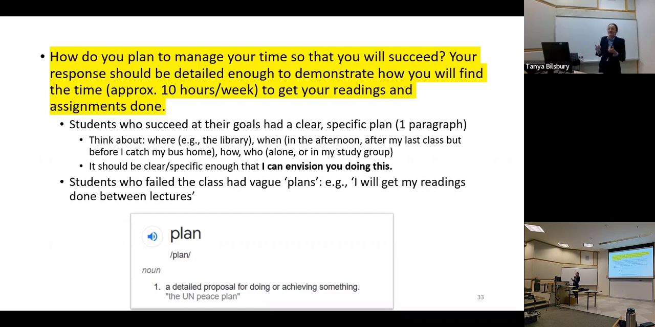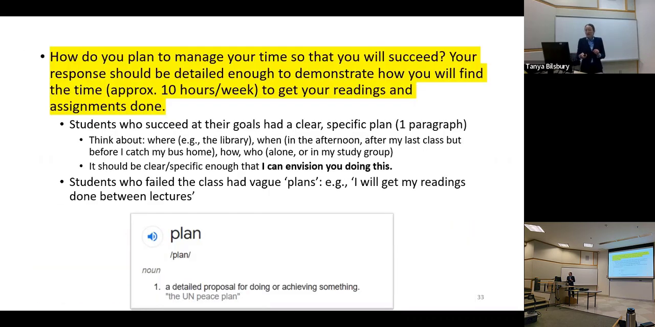But then the students that didn't achieve their goals, that fell far, far short of them, had really vague plans. In fact, they weren't really plans at all. So one of them was, I will get my readings done between lectures. There's really no other time you can do it unless you're actually reading the textbook in the lecture, which would be super inefficient. So that's kind of like a non-plan. Another one was, I have a calendar. Okay, what are you going to do with it? Get the idea?